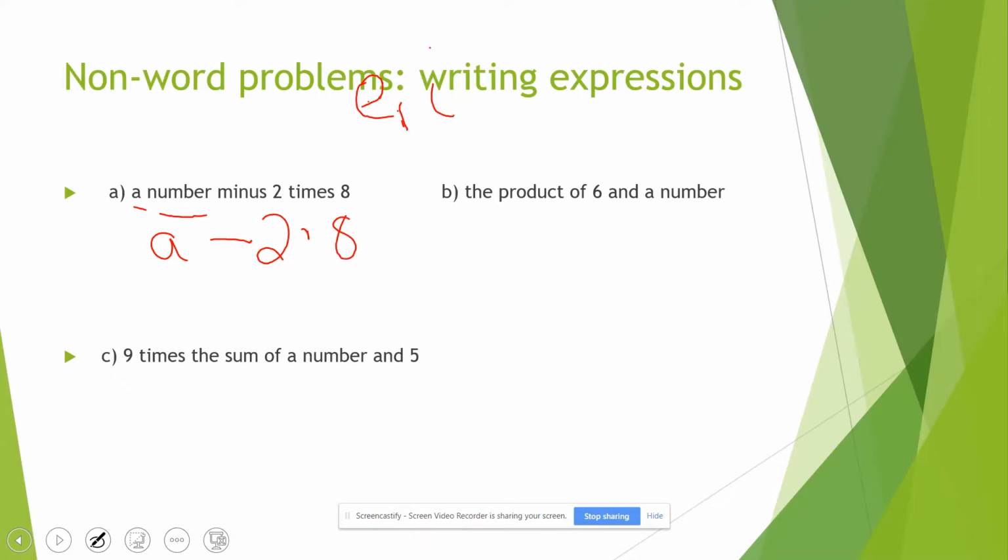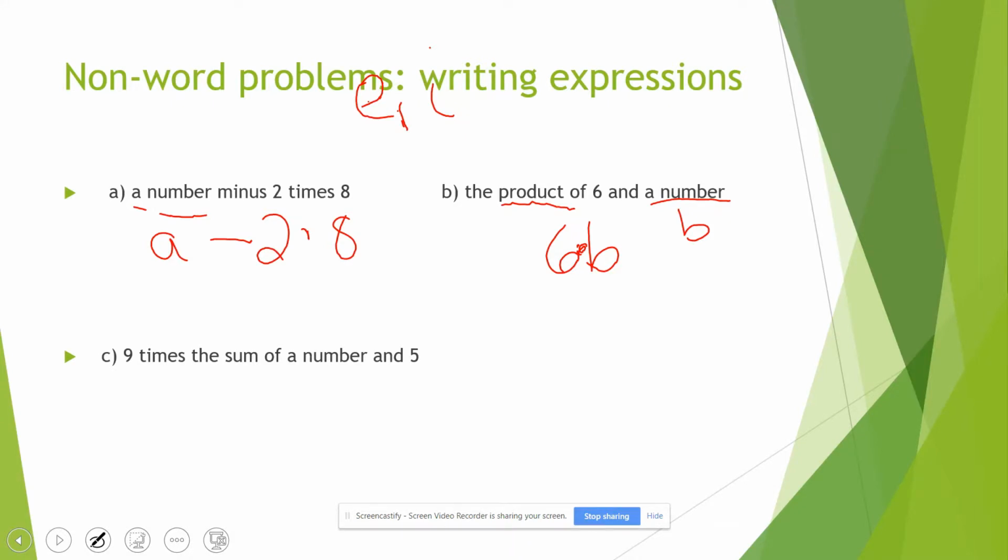Letter B, the product of 6 and a number. So product means we're going to multiply. And I'm going to pick B for my number this time. So 6B. Remember, we have a letter and a number right next to each other. We usually don't have to write a little multiplication symbol in between it.